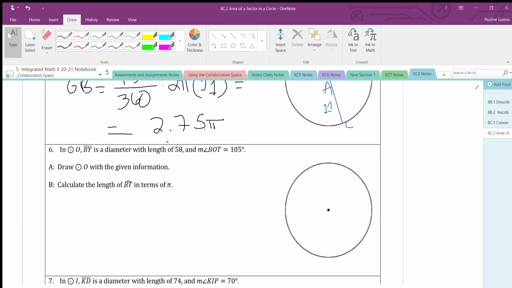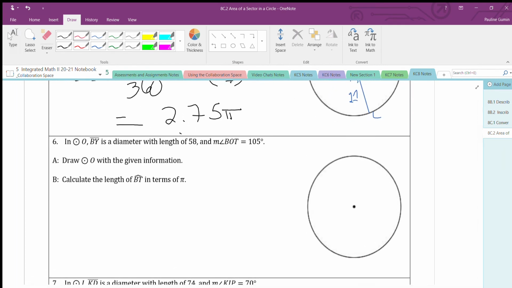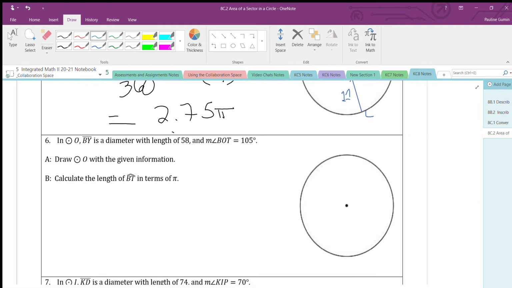All right, so letter A is to draw the information, so I'm just going to do it as we go through the problem. In circle O, okay, so let's label it as O. BY is the diameter.